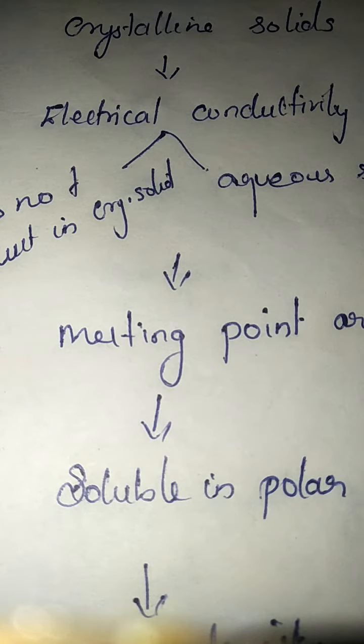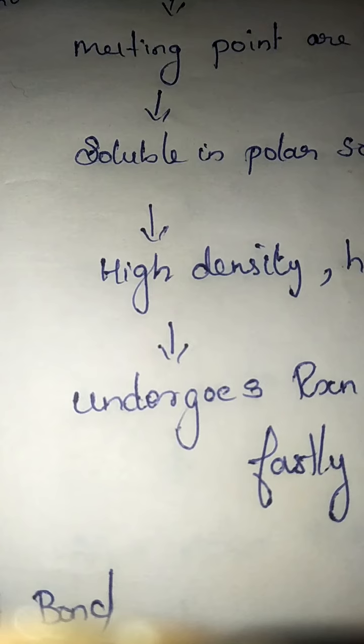The next one, they have high density. We know salt is hard and brittle. Brittle means what? Easily breakable. So they are strong, and they have high density as well as brittleness. And the reactions, they easily undergo due to the ionic bond. They are very rapid, very fast in their reaction.